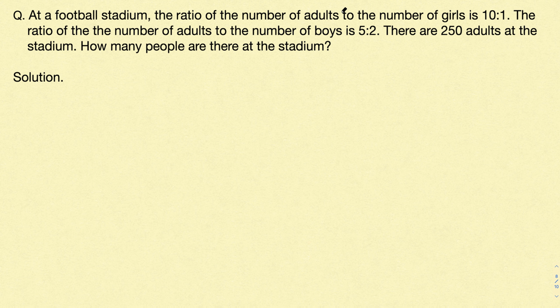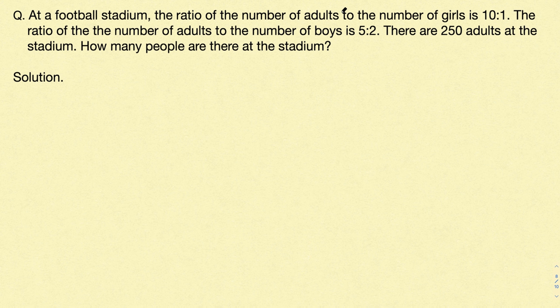At a football stadium, the ratio of the number of adults to the number of girls is 10 is to 1. The ratio of the number of adults to the number of boys is 5 is to 2. There are 250 adults at the stadium. How many people are there at the stadium?